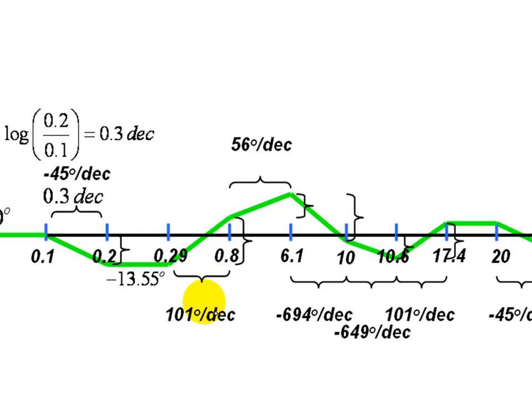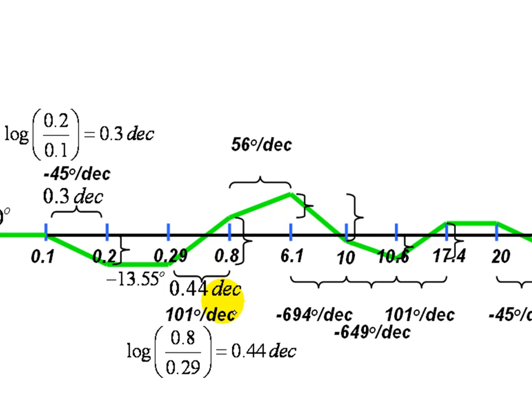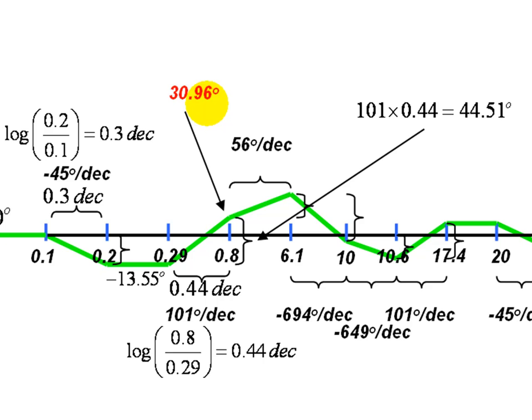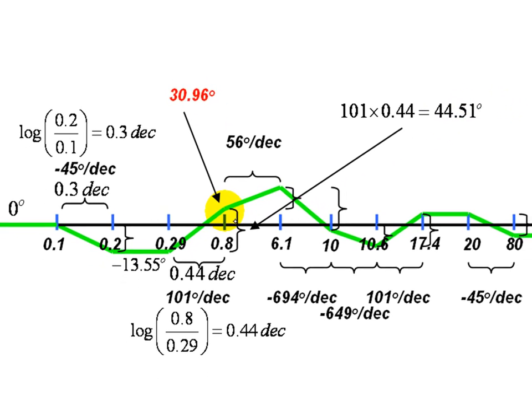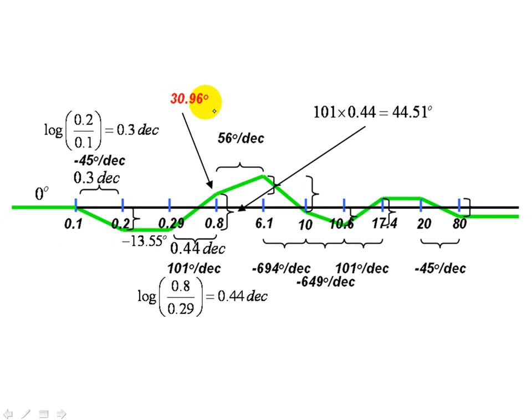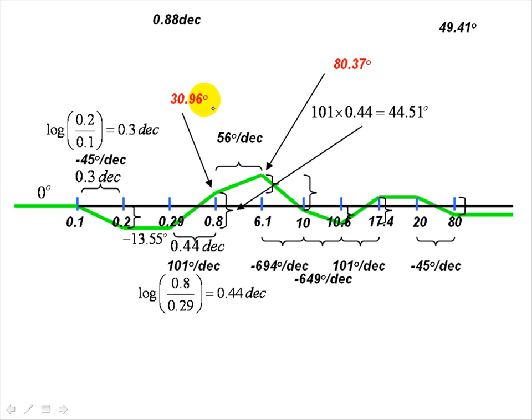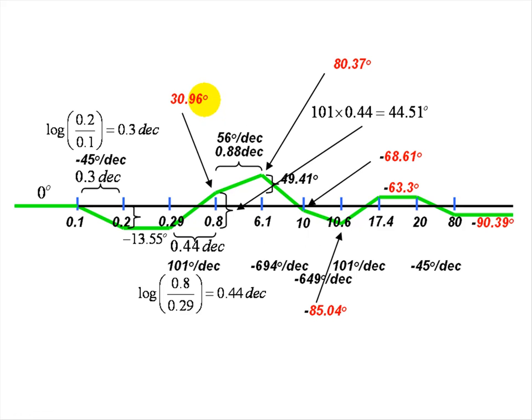0.44 decades, slope 101 degrees per decade, total climb 44.51 degrees. The value at 0.29 was negative 13.55. We add 44.51 and get the value at this knee point, which is 30.96. We do that for this and each one of the other segments and specify the value of the vertical axis at each vertex of the plot. The plot is thus determined.